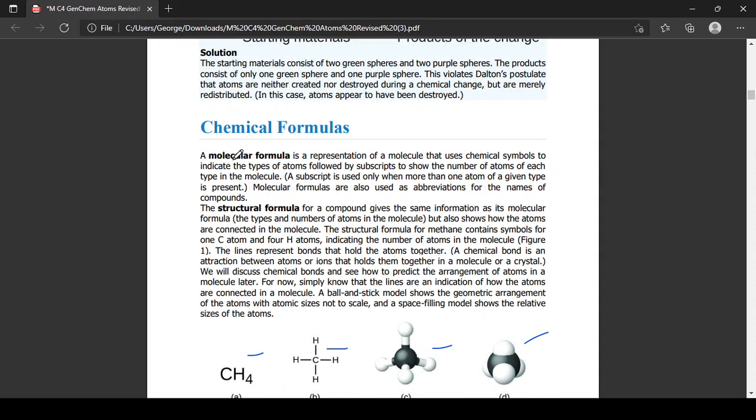First, we have the molecular formula, which is a representation of a molecule that uses chemical symbols to indicate the types of atoms, followed by subscripts to show the number of atoms of each type in the molecule.